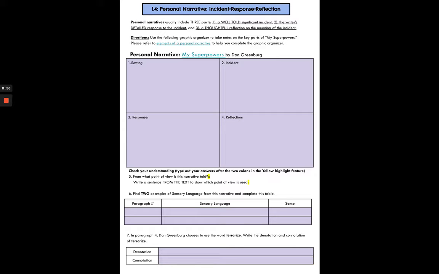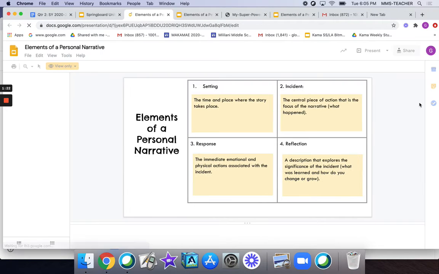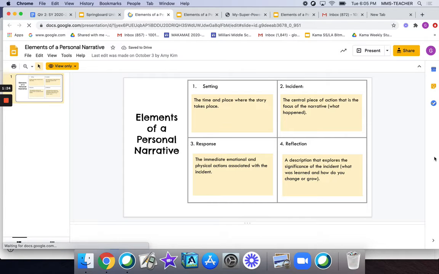Directions. Use the following graphic organizer to take notes on the key parts of My Superpowers. I'll read it to you and you'll be able to read it again on your own. Now please refer to elements of a personal narrative to help you complete this graphic organizer. So let's take a look at the elements of a personal narrative. You click on this and this will pop up.